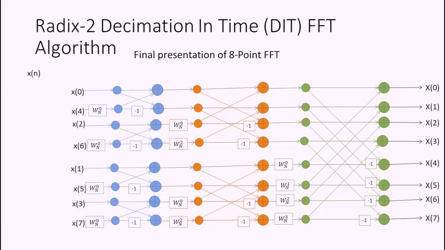So here the 3 stages are colored. The first stage is colored blue, where we compute the 2-point DFT. The second stage is colored orange, where we use butterfly addition with the top 2 and bottom 2. And the third stage is colored green, where we use butterfly addition for the top 4 and bottom 4. And this is the final representation of the 8-point FFT.